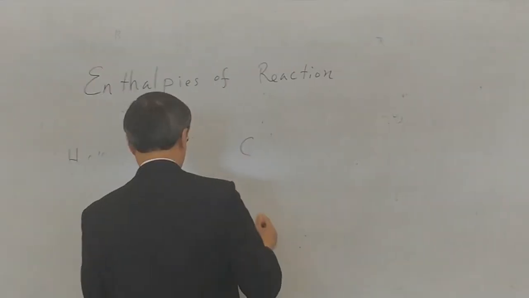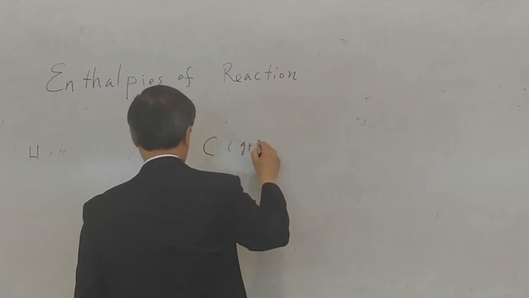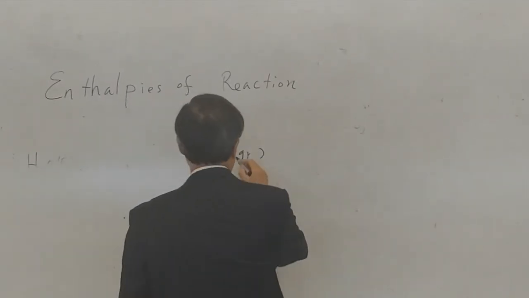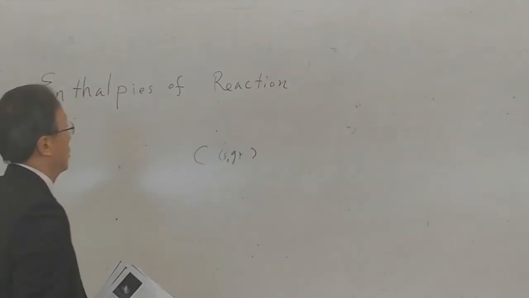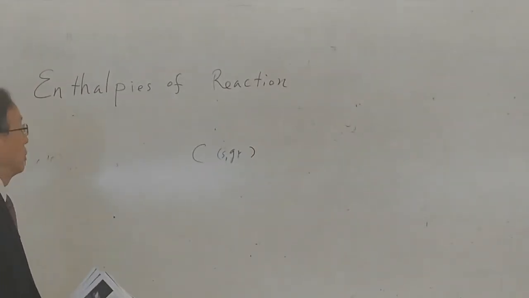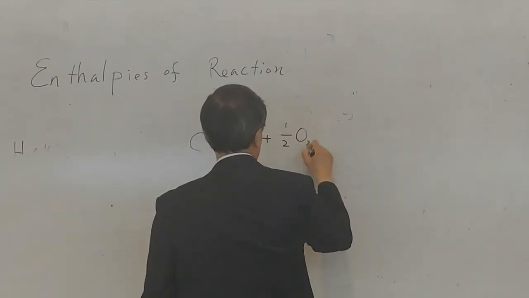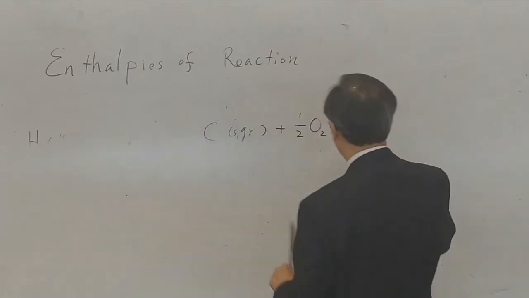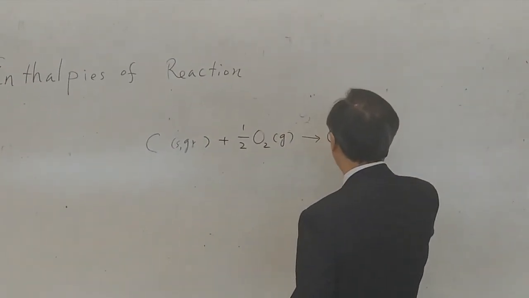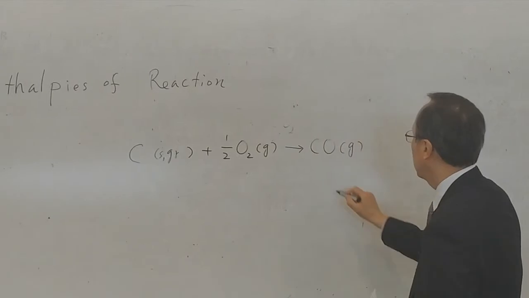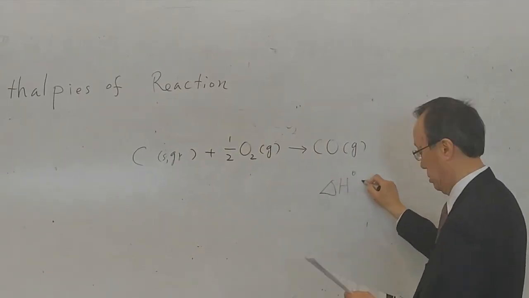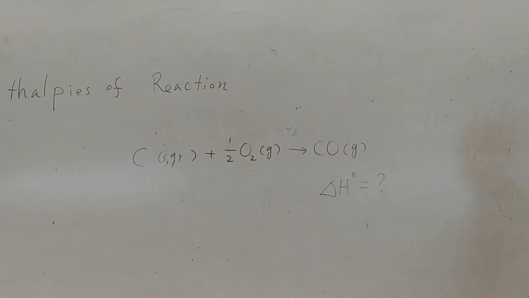Suppose some enthalpy change: this graphite, this is solid carbon, graphite burned in oxygen. This becomes CO, carbon monoxide. What's the enthalpy of reaction? This is very difficult to obtain, the enthalpy of reaction for these reactions.